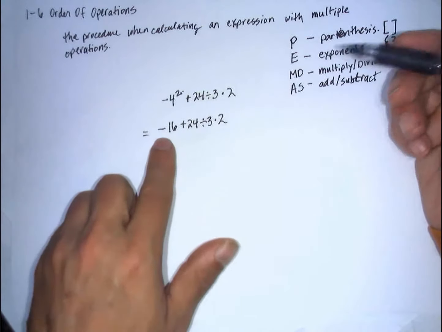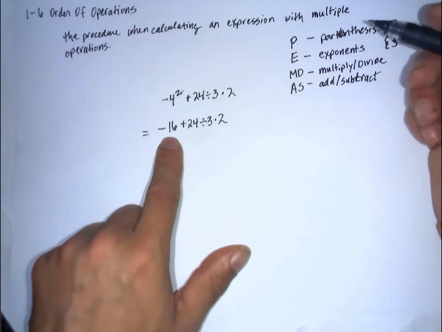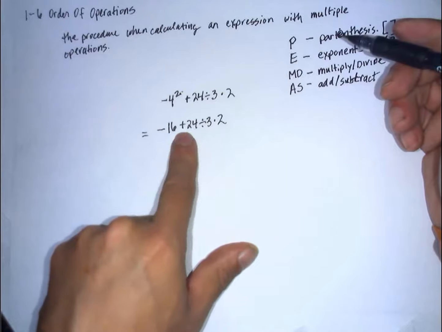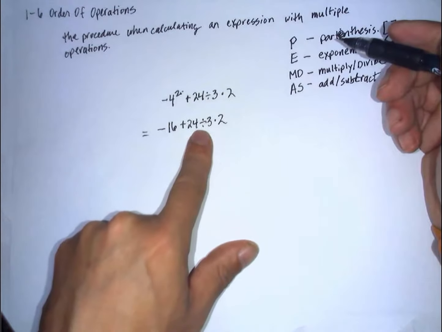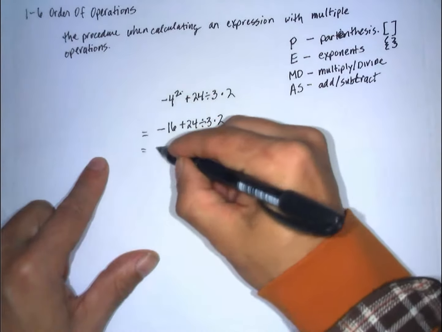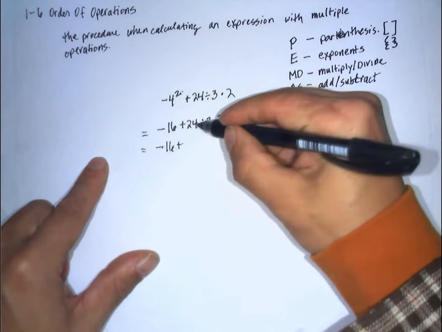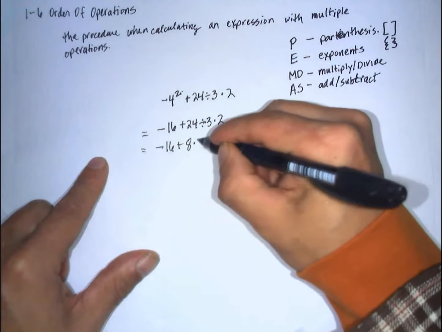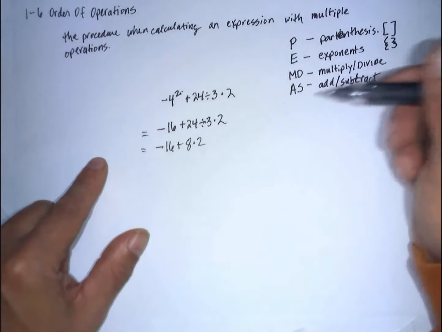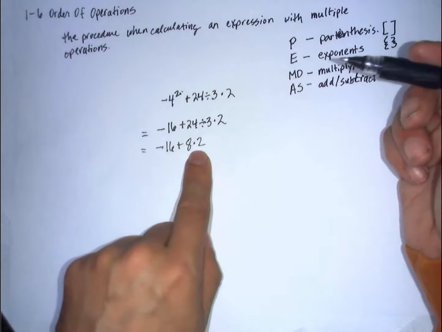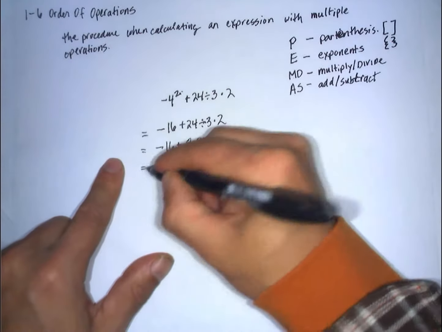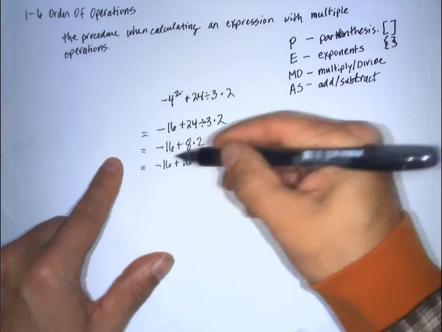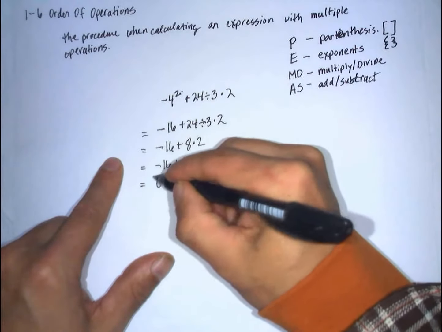Now we did the exponents. We're going to go down from left to right and find multiply or divide. So the first one is add, but there's a divide right here. So we're going to do this one next. So we're going to have negative 16 plus 24 divided by 3, which is 8, times 2. And now we do the same thing. We have multiply here. So 8 times 2 is 16. And negative 16 plus 16 is 0.